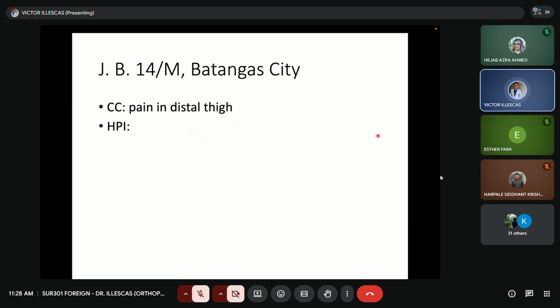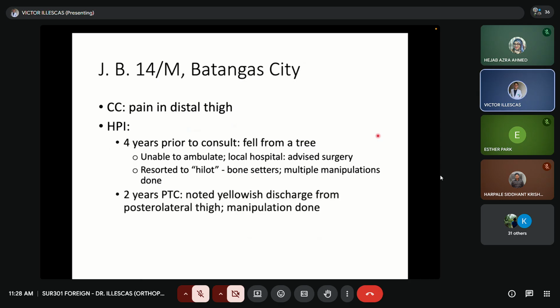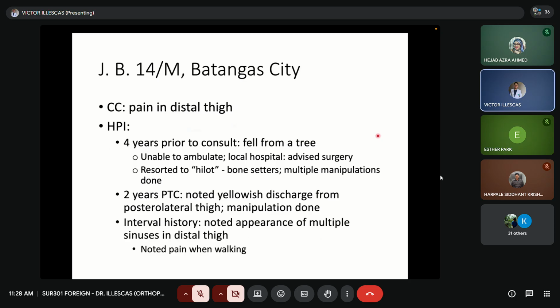Let's begin with a 14-year-old male with pain and non-healing wounds over the distal thigh. 4 years prior to consult, patient fell from a tree and resorted to being treated by hilot or the bone setters in the local community that did multiple manipulations over the area. 2 years prior to consult, patient reported yellowish discharge from the posterolateral thigh, and still manipulations by the hilot or the bone setters were done. Patient noticed multiple sinuses forming over time.